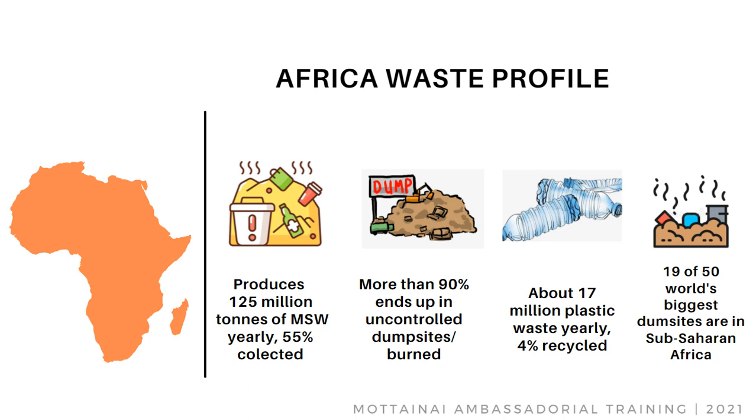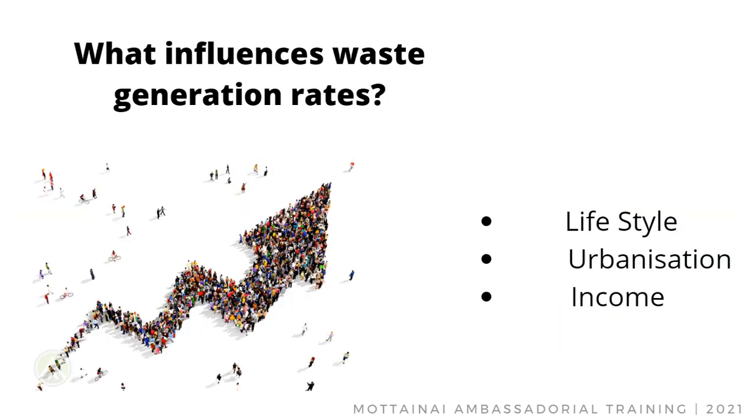Africa produces over 17 million plastic waste yearly, and of this number, only 4% is being recycled. The rest 96% are being disposed of as waste. It will also interest you to know that 19 of the 50 world's biggest dump sites are located in sub-Saharan Africa. You may wonder why there is so much uncontrolled waste in Africa.